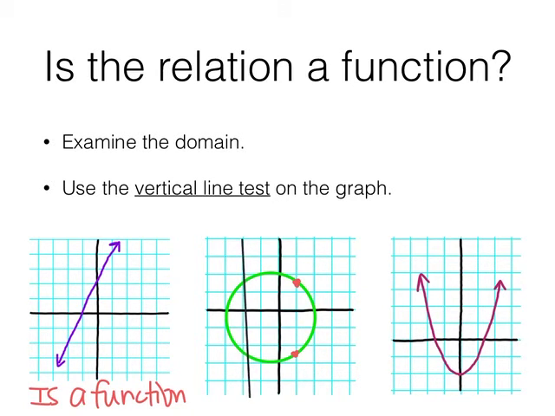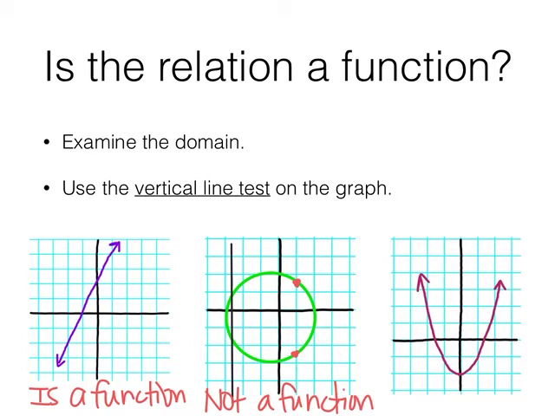And I could, in fact, draw myself a little vertical line for that. There we go. So I can have this vertical line right there. It's touching it 2 times. In fact, there's lots of places where it's touching it 2 times. So this is not a function.